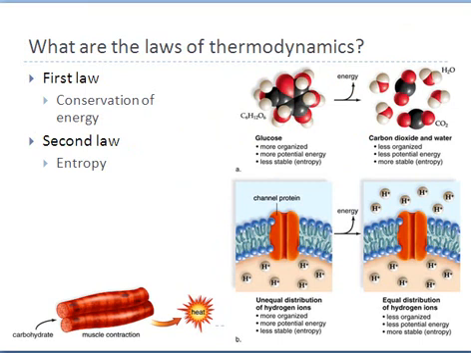So there are two very important laws of thermodynamics that apply to almost all organisms, plants or animals, and these mainly illustrate the flow of energy in our entire ecosystem.